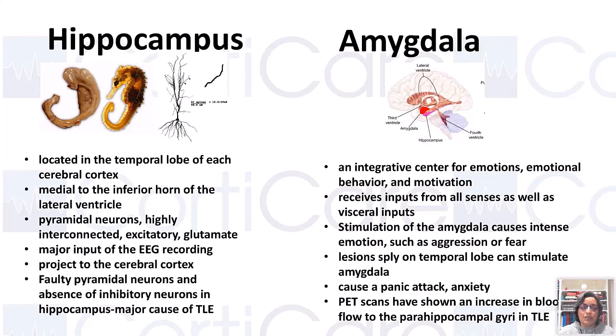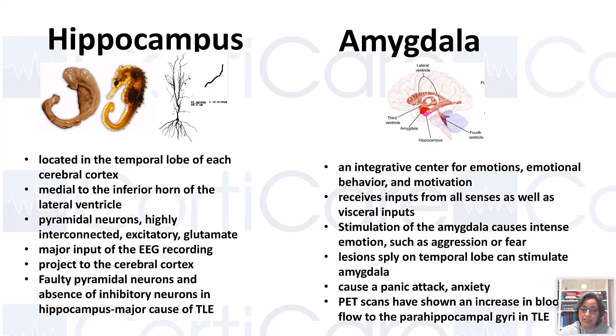So these neurons, the pyramidal neurons of the hippocampus, like I said, are highly excitatory neurons, and they project towards the temporal neocortex. If there is an absence of inhibitory signal in these neurons, since they are excitatory, any damage to these neurons can cause temporal lobe epilepsy.